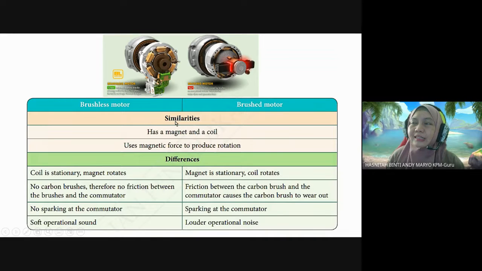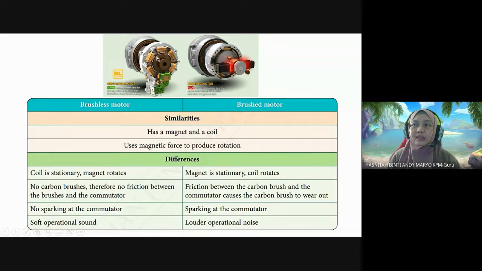Okay, so what is the similarity between these two? First, both have magnet and coil. So this is the basic structure. They use magnetic force to produce rotation, so they are working based on the same working principle. Then these are the differences. For brushless, the coil is stationary and the magnet is the one which rotates. For brush motor, the magnet is stationary, but the coil is the one that rotates. That is the first difference.